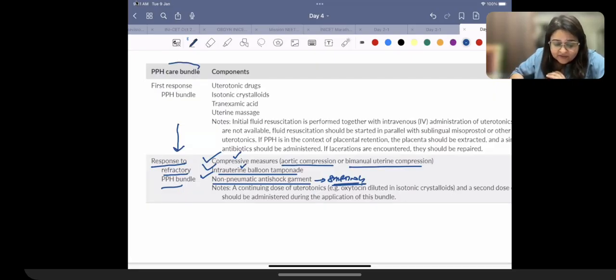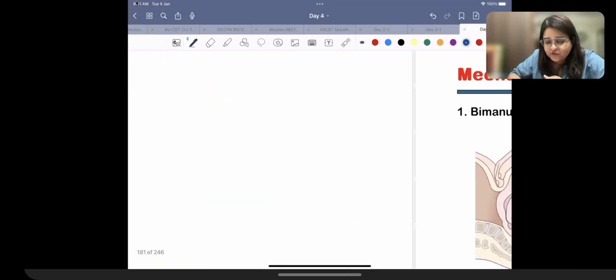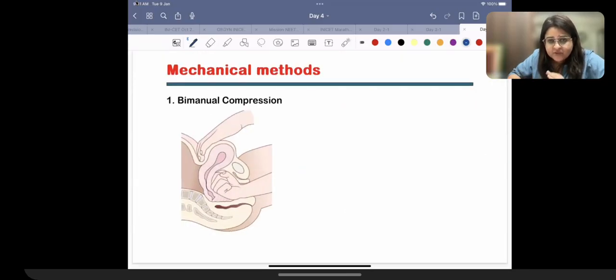But remember this word, bundles. Bundles अगर एग्जाम में आता है तो confuse नहीं होना. एक first response bundle है and second response to refractory PPH. I wrote shifting. When you're shifting the patient to a higher center, this non-pneumatic anti-shock garment prevents the patient from going into shock. So these are some pictures which you should know.